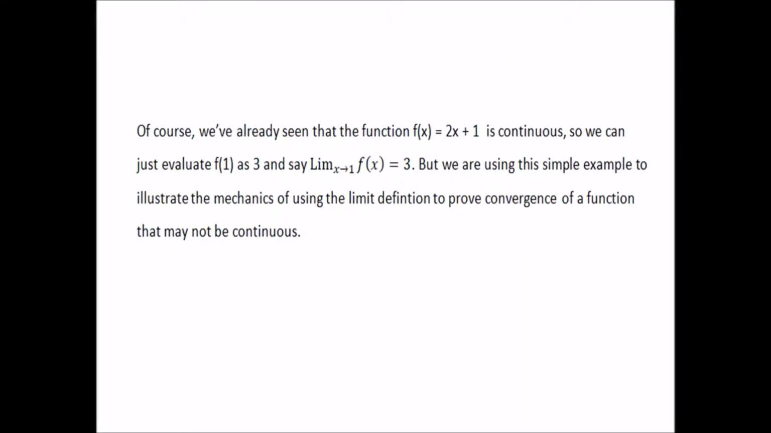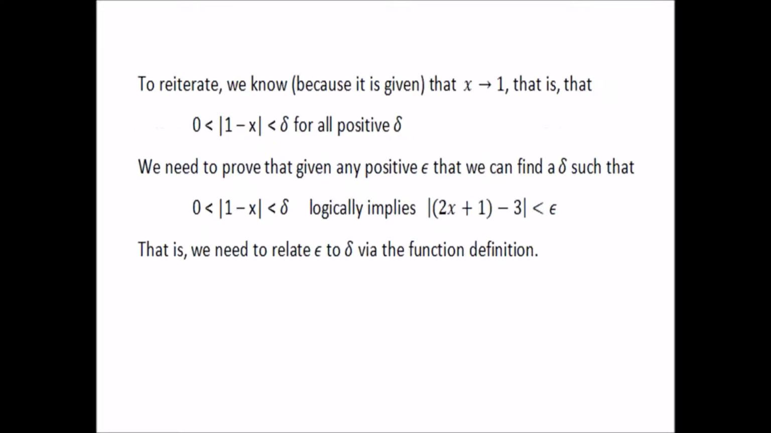Now, we've already seen, this is just a rehash, that the function is continuous. So we could just evaluate f at 1, get 3, and say the limit is 3. But we're using this simple example to illustrate the mechanics of using the function definition to prove the convergence of a function that may not be continuous. So this is a simple example.